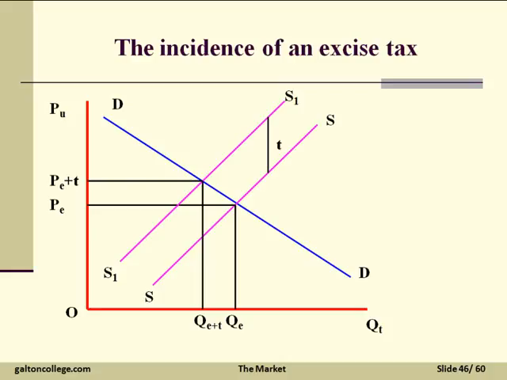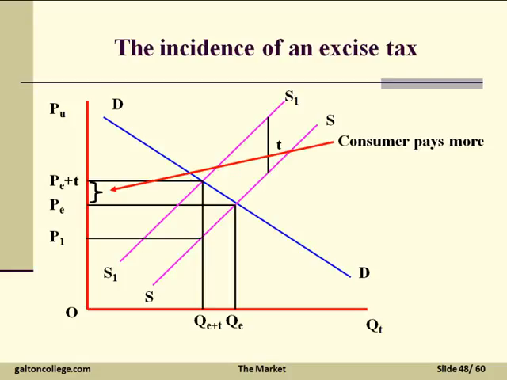So it's the price plus the tax. The consumers would pay more because previously the consumers were paying PE, now they're paying PE plus T. So the consumers are paying more for it. But in addition to that, in the past, if the quantity was QE plus T, then the producers would have received P1.